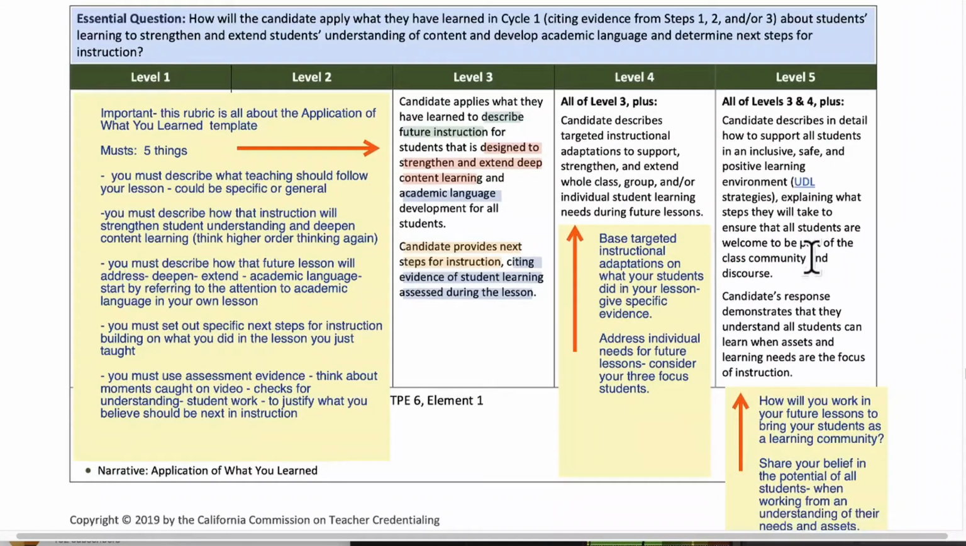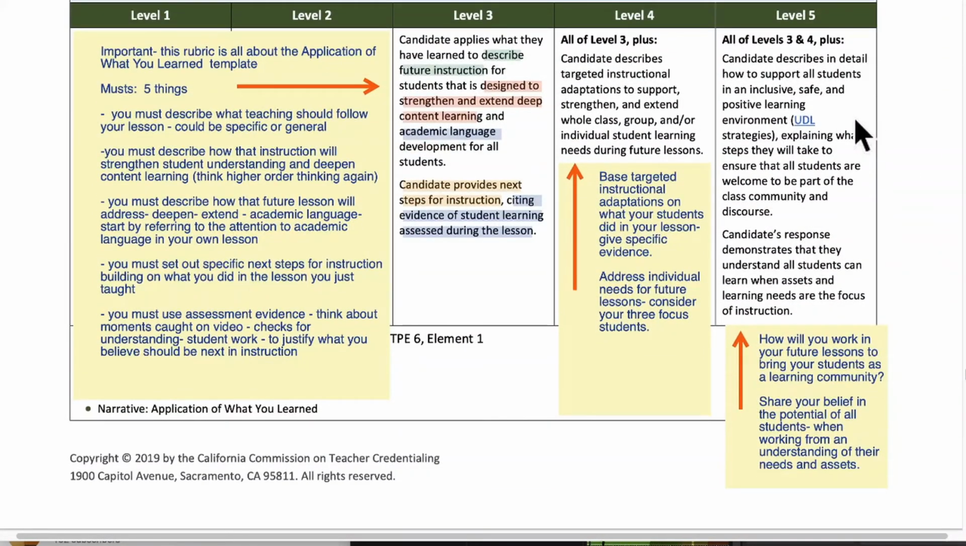And the last one, level 5: candidate describes in detail how to support all students in an inclusive, safe, and positive learning environment through UDL principles. This is about inclusion again. As I said before, level 5 is all about class, community, and inclusion. All right. Explaining what steps they will take to ensure that all students are welcome to be part of the class, community, and discourse. Second part, candidates' response demonstrates that they understand all students can learn when assets and learning needs are the focus of instruction.